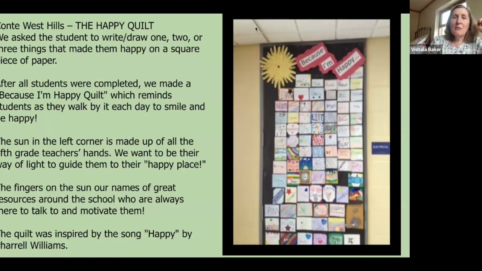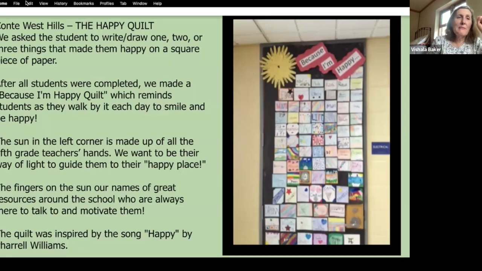So I'm going to just take a moment, and it's 2 slides I'm going to read. This is one of them, but I'll do it slowly. We asked the student to write or draw 1, 2, or 3 things that made them happy on a square piece of paper. After all the students were completed, we made a "Because I'm Happy" quilt that reminds students as they walk by each day to smile and be happy.